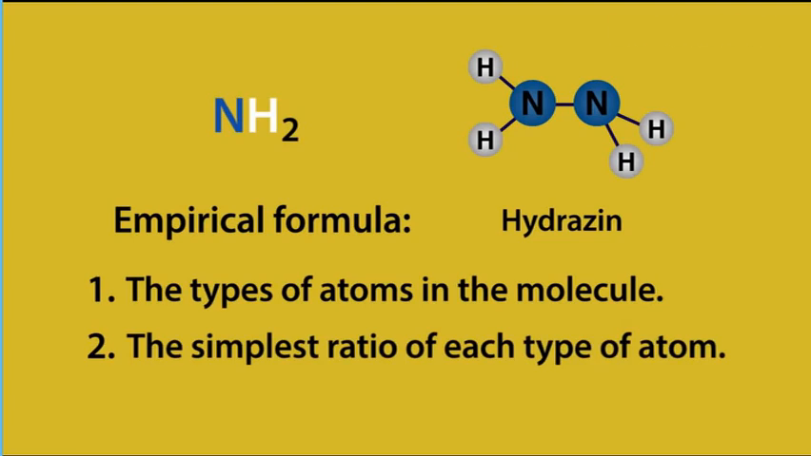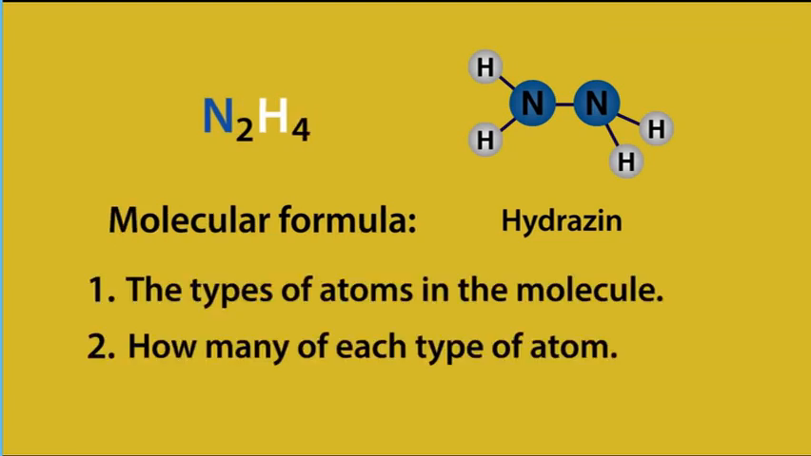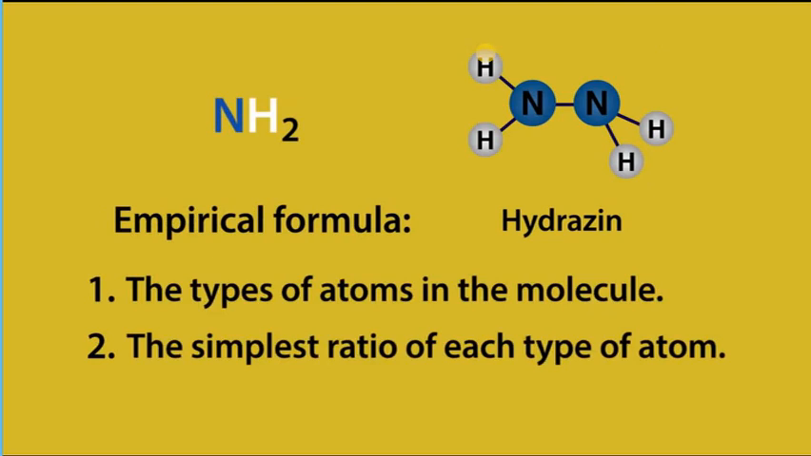So if we look at this one, the molecular formula tells us how many of each type of atom is there. So you're going to have to know the relationship between the molecular formula and the empirical formula. The molecular formula will tell us the types of atoms that are in the molecule and how many of each type of these atoms is present. Whereas the empirical formula will show us the types of atoms that are in the molecule also, but it will only give us the simplest ratio.